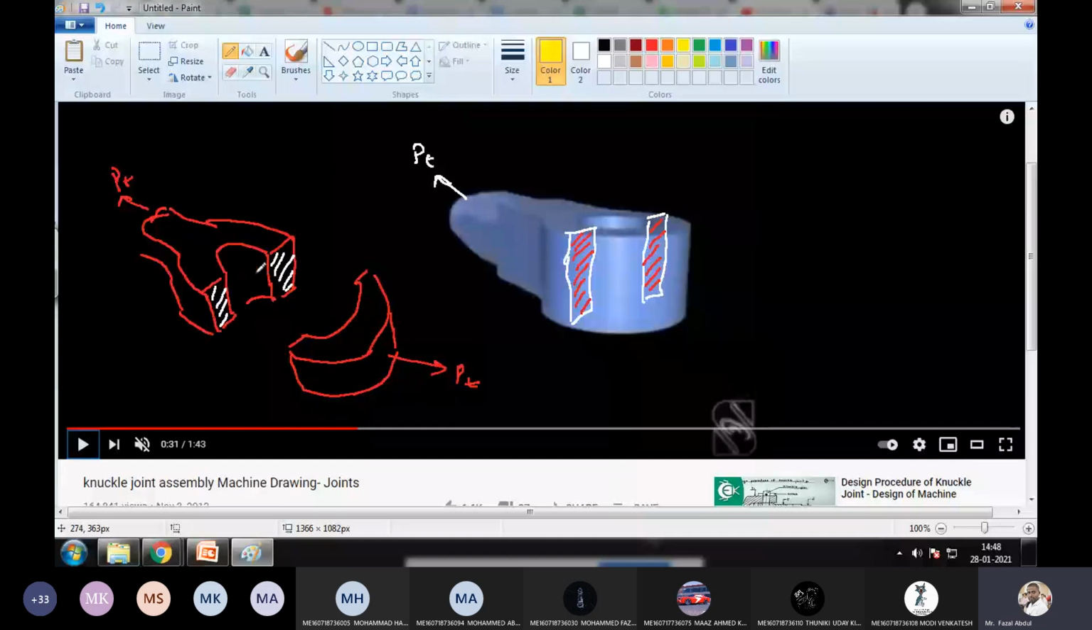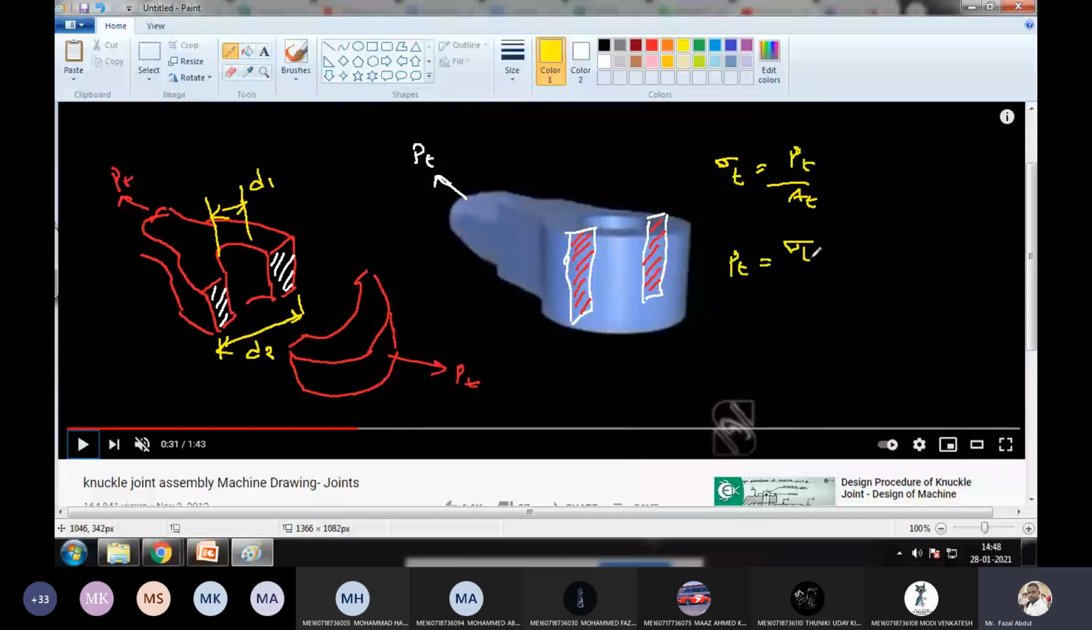Now the inside diameter is the pin diameter, that is D1. The outside diameter is D2, meaning the single eye rod diameter, that is D2. Now because the failure is happening in tension, the respective stress is tensile stress, tensile load by tensile failure area. So we can write this as sigma t into At. Now what is the area? This area we need to take into consideration, only whatever the hash lines are drawn.